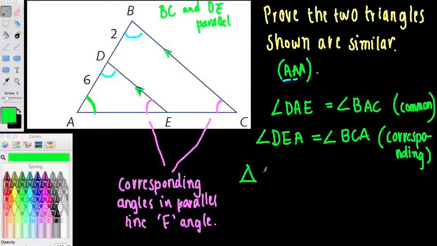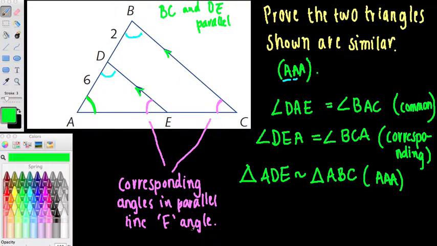So now I'm going to make my statement. Triangle ADE is similar to triangle ABC. So ADE, ABC. Remember to match them up. And my reason is all three angles are the same.